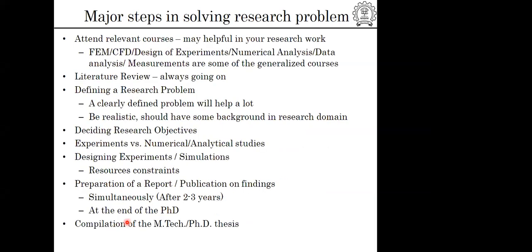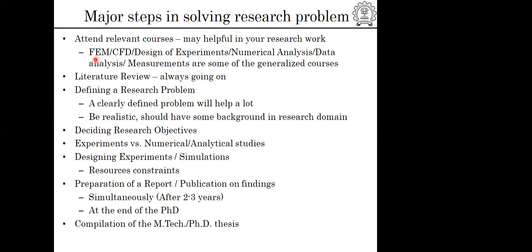Now, if you look at the major steps, what are the major steps during your PhD? As you know, the very first thing is that you are given, let's say, a research topic or research problem. Now you need to make sure that you have the relevant academic background to carry out your research work. So there could be specified courses which you need to take. Here I have highlighted some of the common courses, known as general courses, which every PhD student should take in their PhD course.